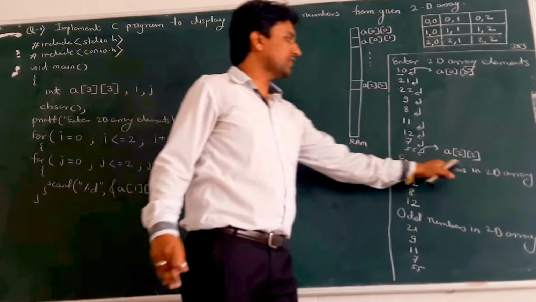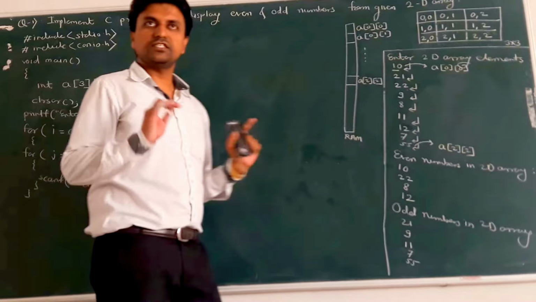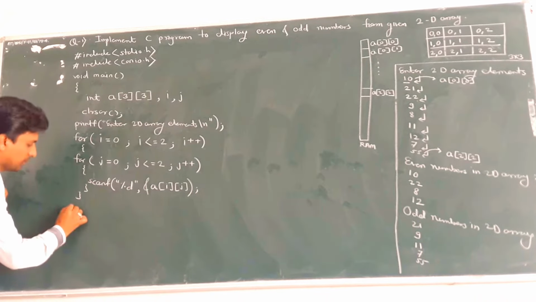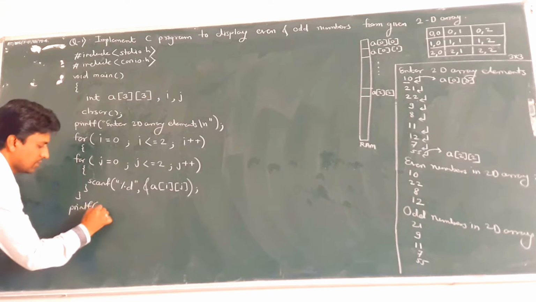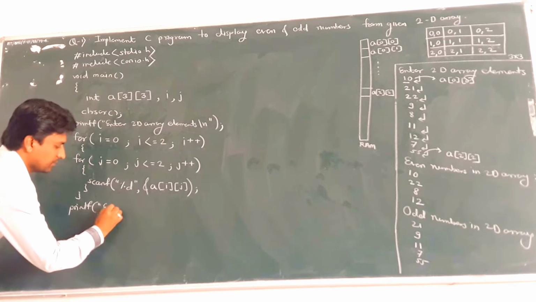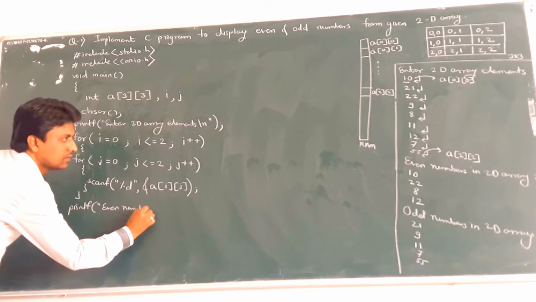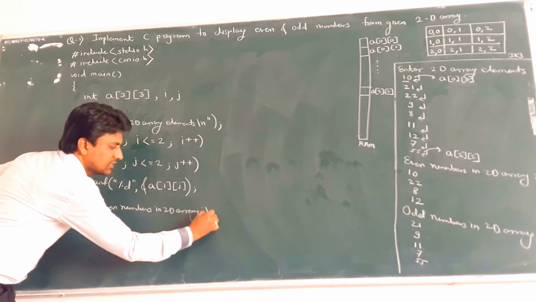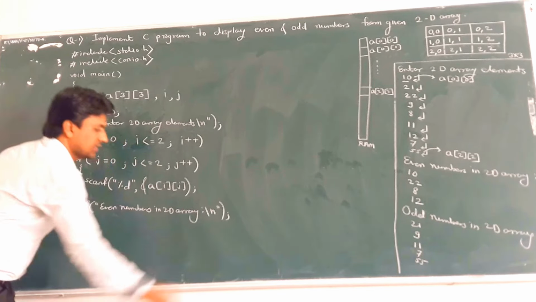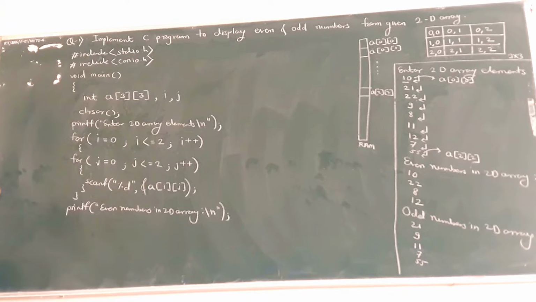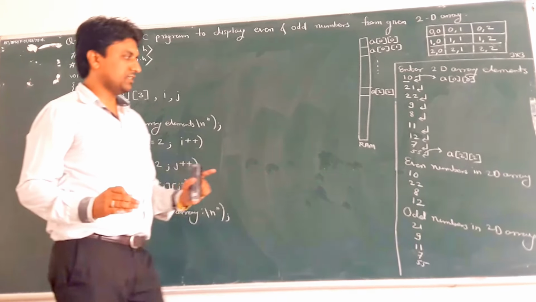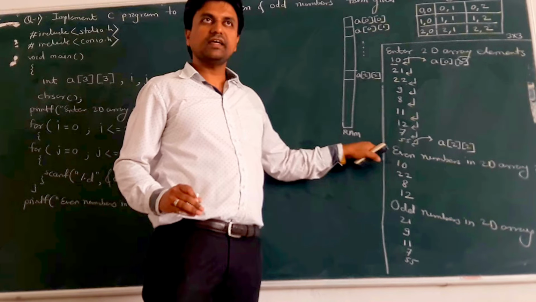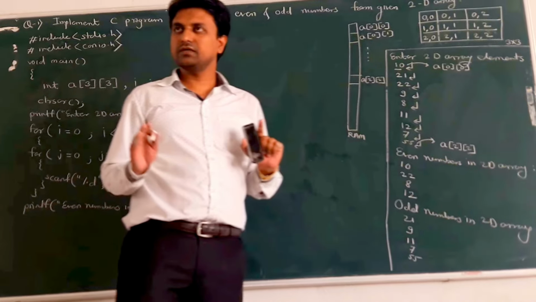After that, the message is "even numbers in two-dimensional array". This message is displayed, means printf, what is the message, "even numbers in two-dimensional array\n" in double quotes, complete with a semicolon. This is the message. Now after displaying this message, we want to separate even numbers from this two-dimensional array and display them after that. Clear?